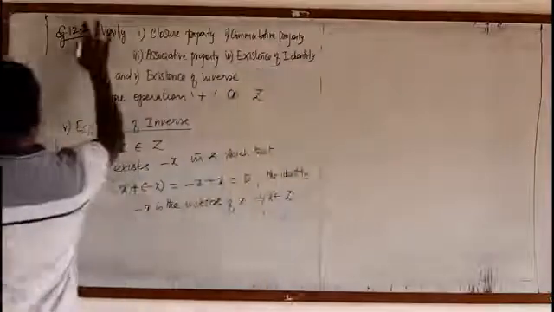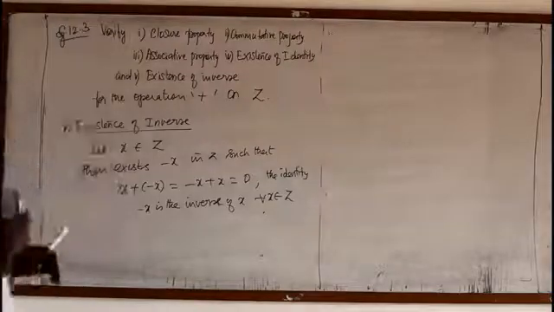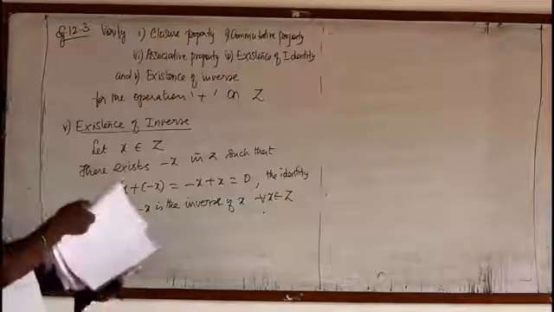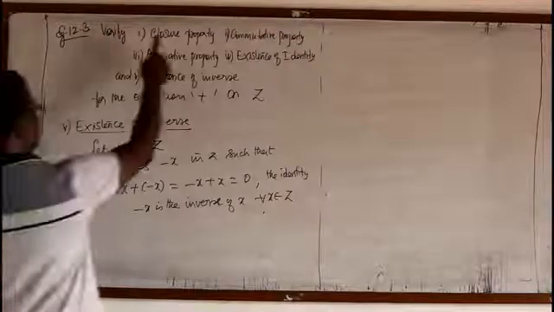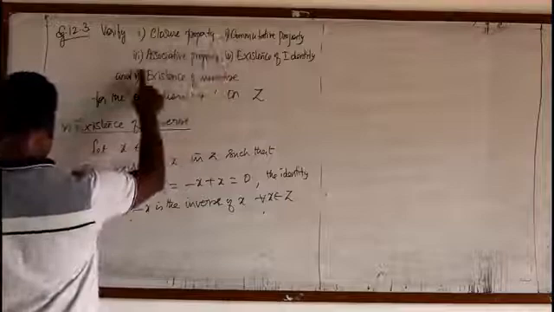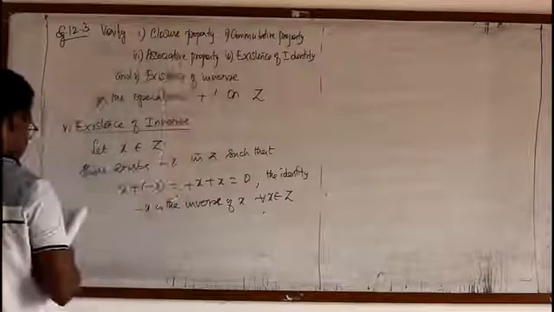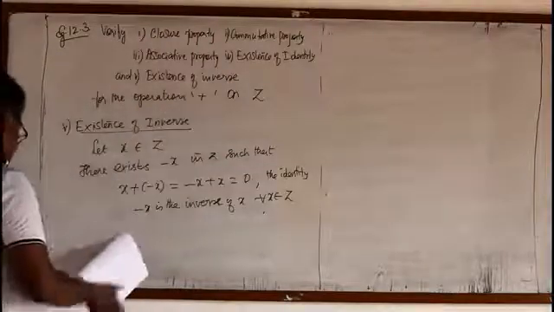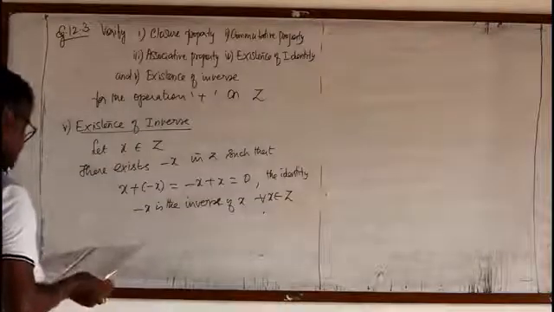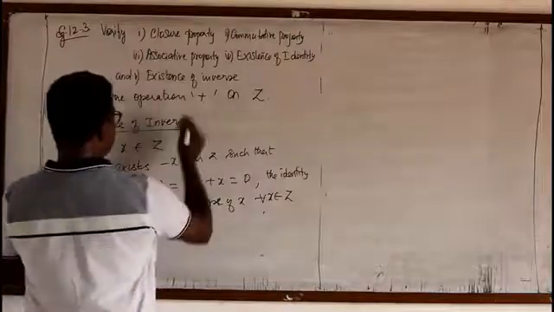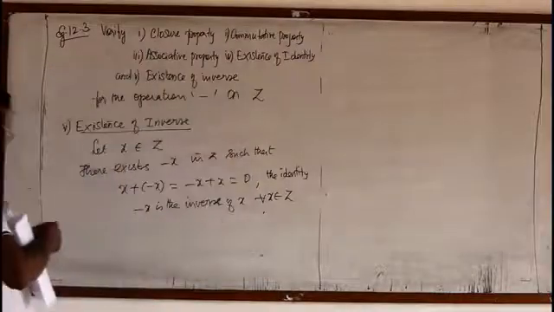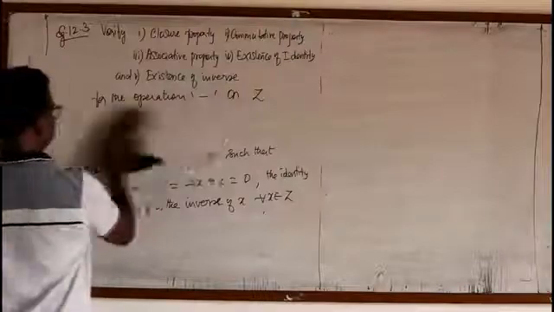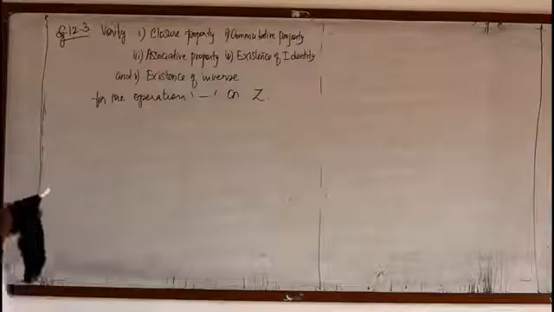Now we shall go for example 12.3. Verify closure property, commutative property, associative property, existence of identity, existence of inverse for the arithmetic operation minus on Z. So we shall see whether subtraction obeys all these properties, whereas the previous one was for plus. So it is example 12.3.